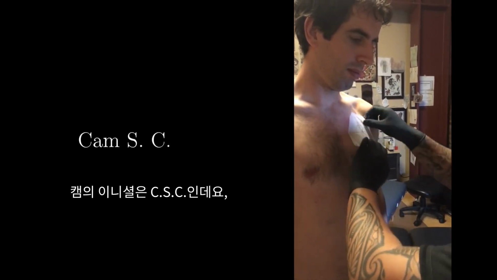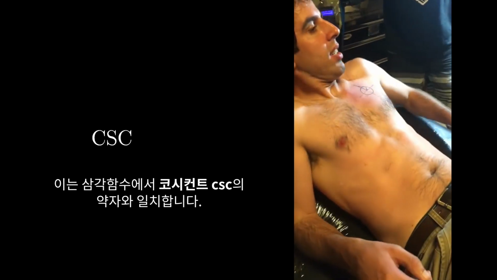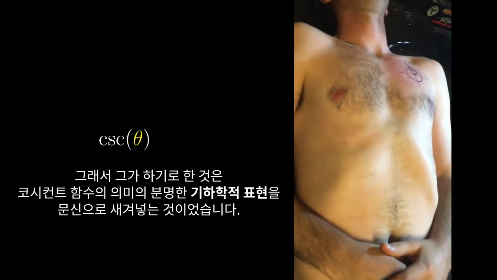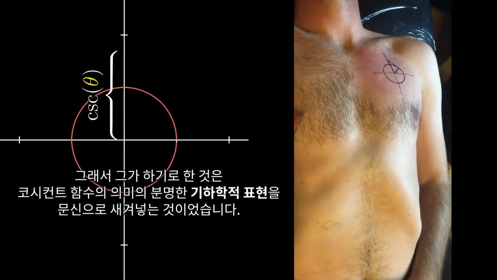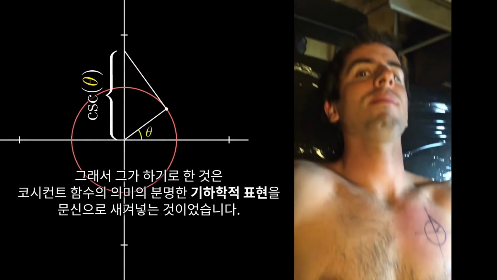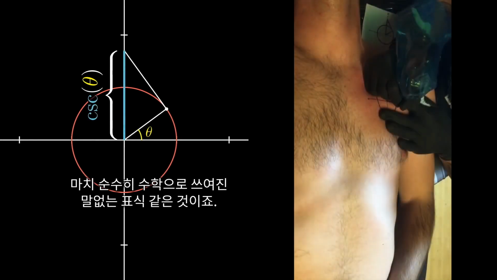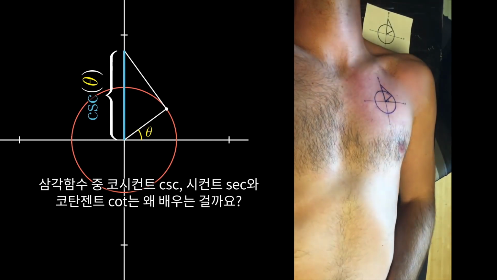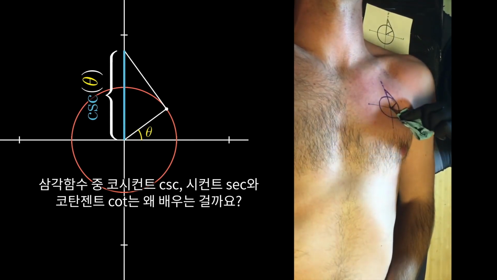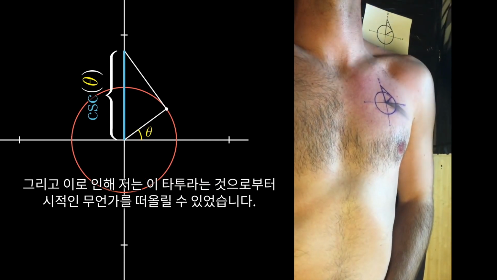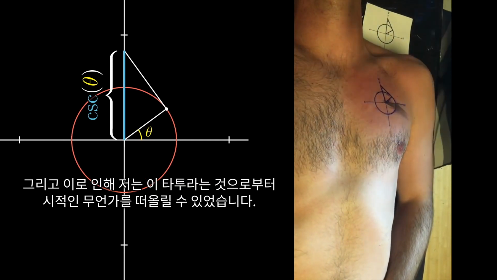Cam's initials are CSC, which happens to be the shorthand for the cosecant function in trigonometry. So what he decided to do is make his tattoo a certain geometric representation of what that function means. It's kind of like a wordless signature written in pure math. It got me thinking, though, about why on earth we teach students about the trigonometric functions cosecant, secant, and cotangent. And it occurred to me that there's something kind of poetic about this particular tattoo.